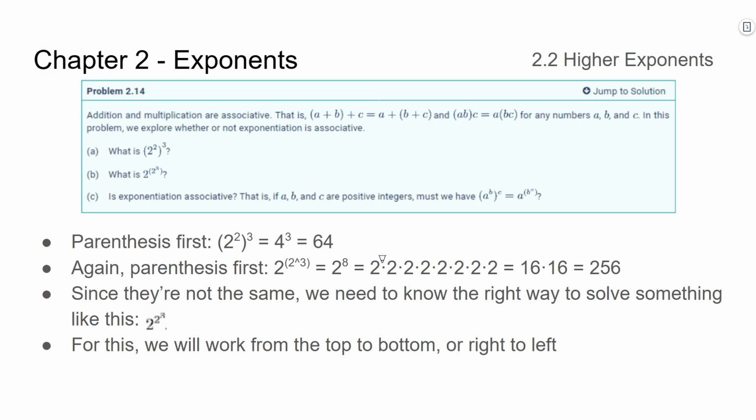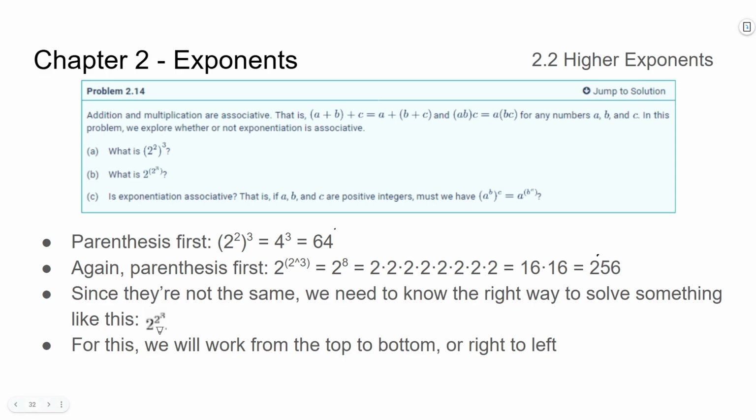And then we've got 2 times 2 is 4. Times 2 is 8. Times 2 is 16. So 4 of these 2's are 16. So then the other 4 is also 16. And we've got 16 times 16, which is 256. All right, so these two are not the same. 256 and 64 are not the same. So that means that exponentiation is not associative.